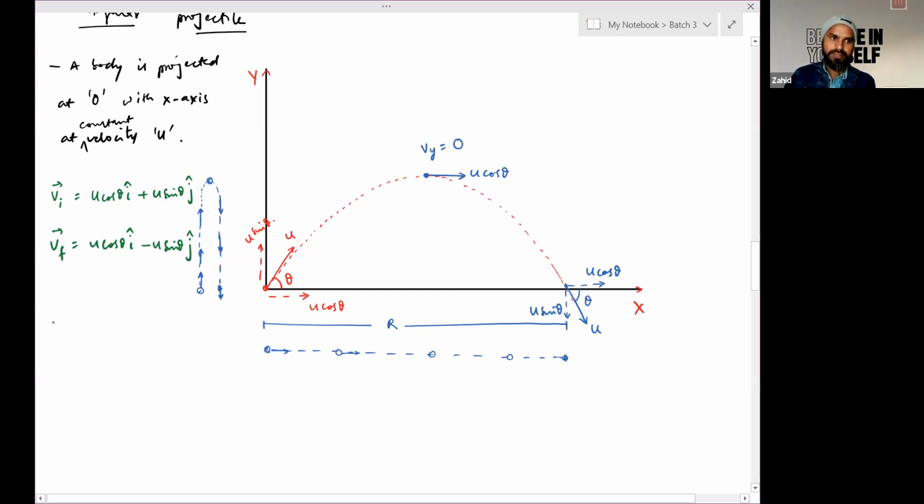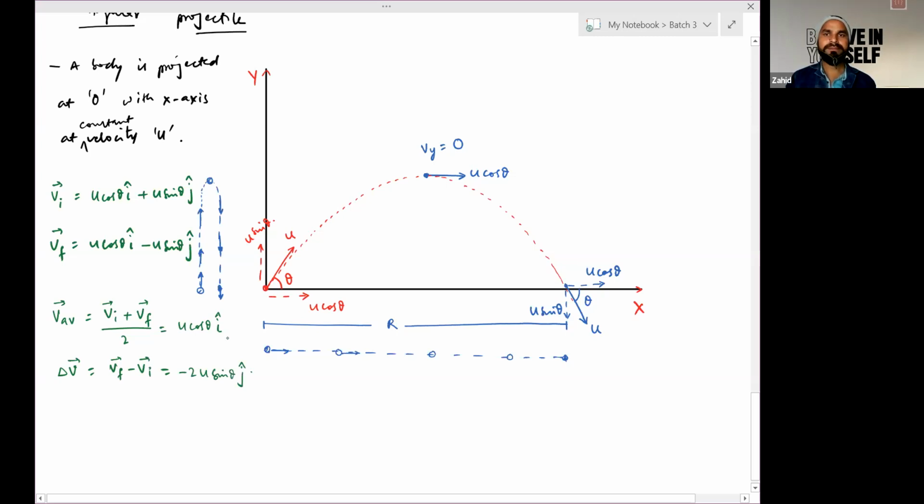Using these two terms, we can calculate average velocity. It will be v initial plus v final divided by 2. If we simplify it, you'll get u cos theta along i cap. Similarly, change in velocity will be v final minus v initial. If you put in all the above values, you will get minus 2u sine theta j cap.